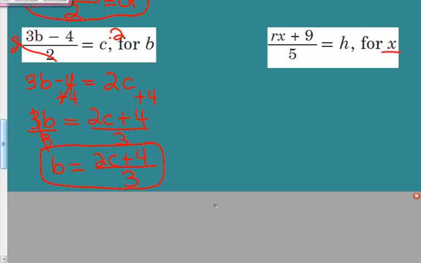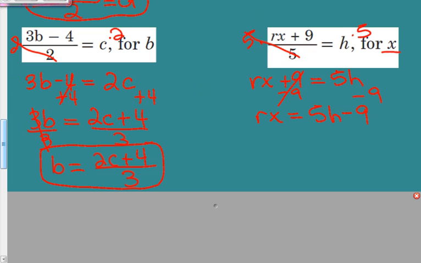The 5 is also in the denominator, so right away, multiply the 5 away. Get rid of your 5. Those cancel away, leaving rx plus 9 equaling 5h. I'm looking for x, but first I need to get rid of my 9. Subtract 9 on both sides. It's gone. It'll be rx equaling 5h minus 9.